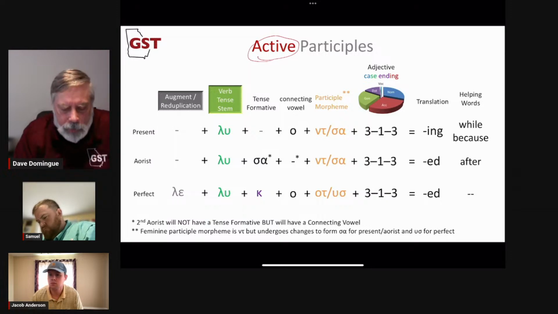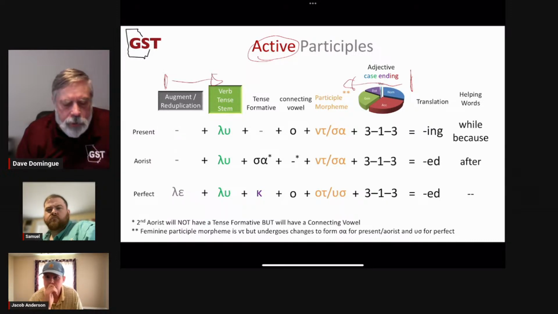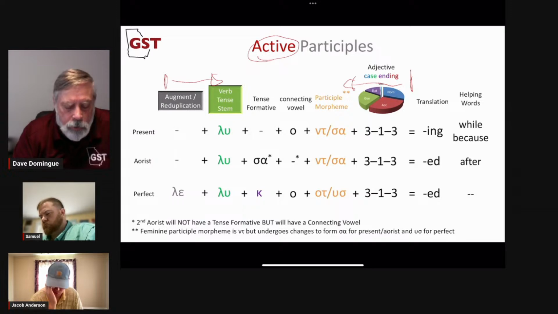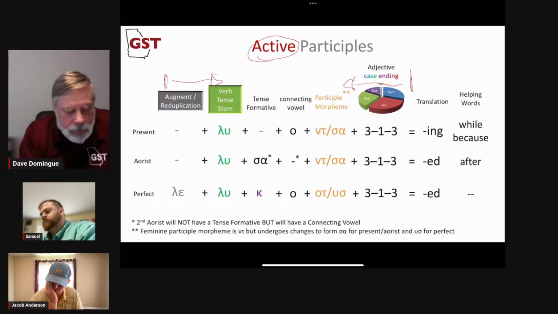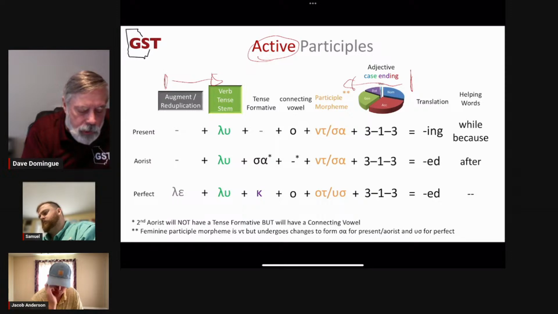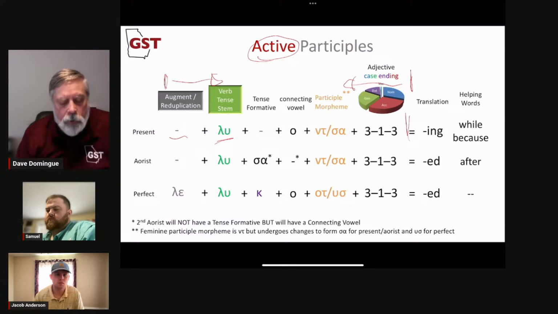I like to move from the outside in. I like to move towards the center to help differentiate and define what's physically there. So over on the left side, at the beginning of the participle, if there's no augment or reduplication for present tense, it's going to have a stem, in this case the present tense stem. On the other end, we're going to have our 313 declension pattern.